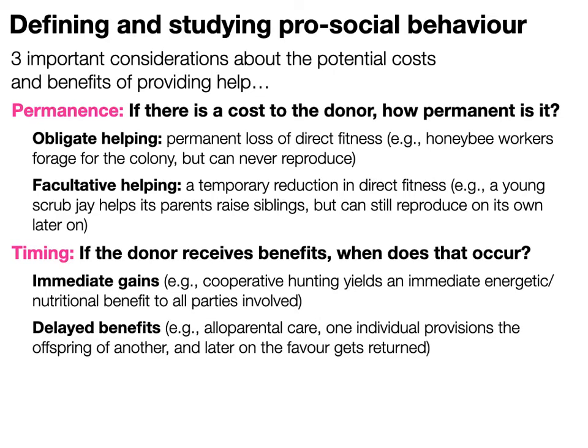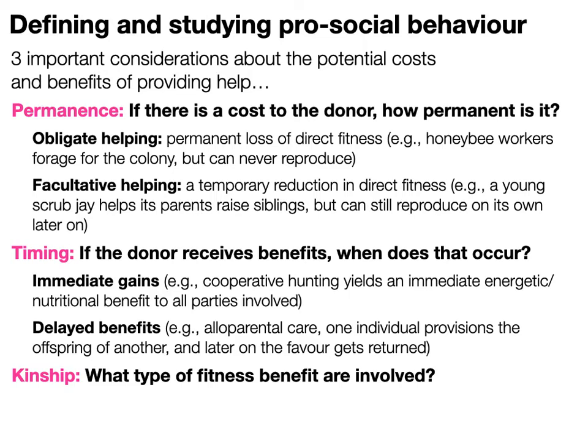Delayed benefits might include things like alloparental care, again, which might be caring for somebody else's offspring. And so we'll see examples in this lecture. We've seen examples before where individuals adopt or provide care for somebody else's offspring, and sometimes that favor can be returned in the future, but that benefit might be much delayed, sometimes even by years.